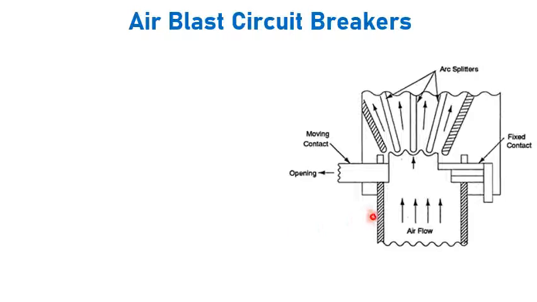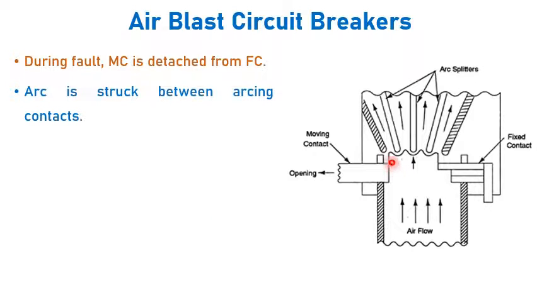So this is the view of an air blast circuit breaker. Similar to the air brake circuit breaker, this one and this one are the moving contact and fixed contact respectively, and these are again arc splitters, and the compressed air will be flowing in the upward direction, perpendicular to the arc. Whenever a fault happens, the contacts are detached. So this is the arc which is struck between the moving contact and fixed contact.